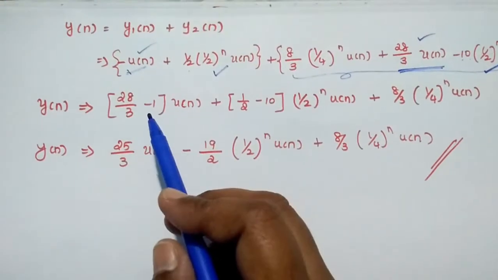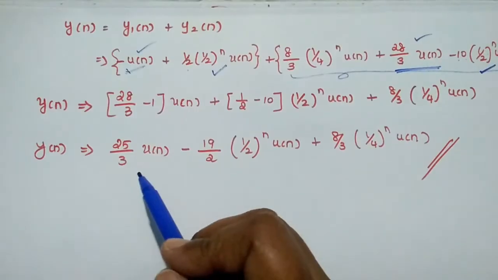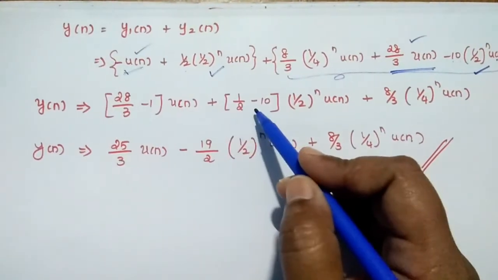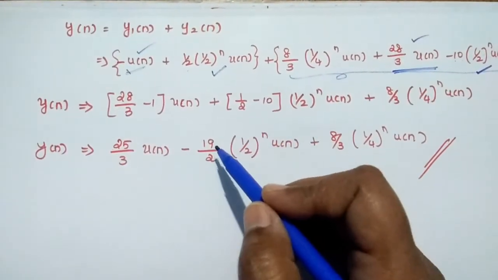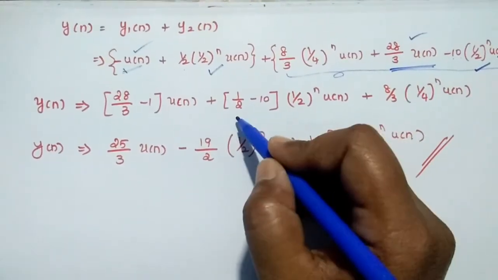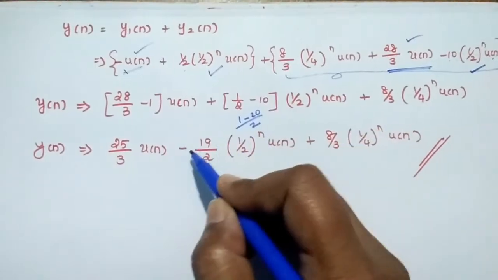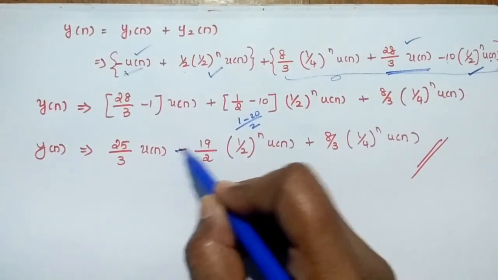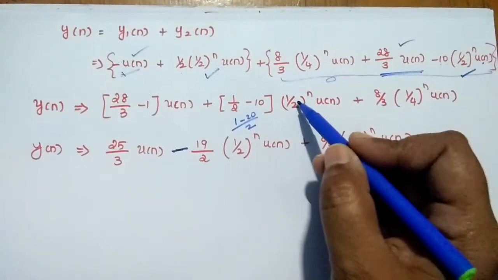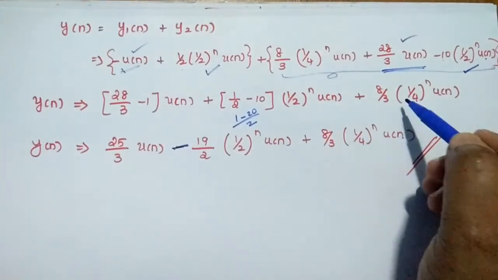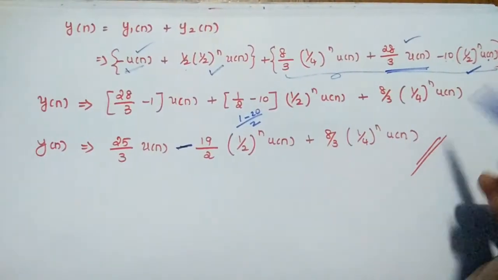Then 28 by 3 minus 1 is nothing but 25 by 3 u of n, and 1 by 2 minus 10 is nothing but what? 19 by 2. Okay, we can take the LCM, which means 1 minus 20 divided by 2. So it is minus 19 by 2. That's why we put minus here into 1 by 2 the whole power n u of n, 8 by 3, 1 by 4 the whole power n u of n as such.